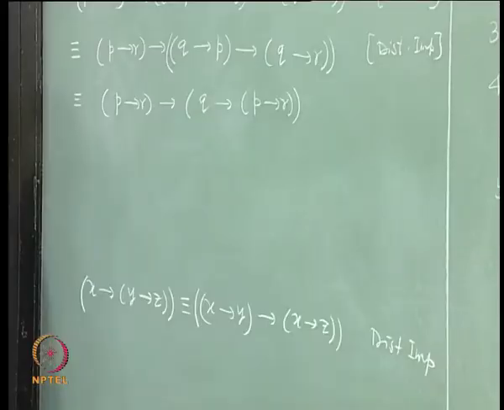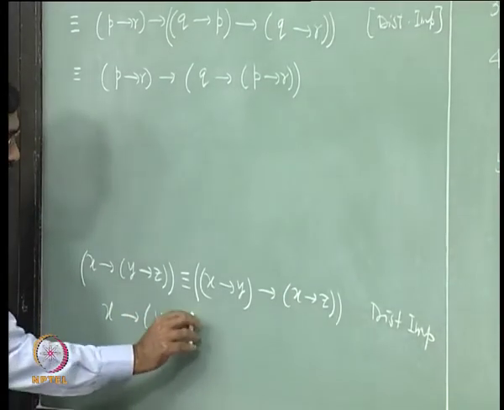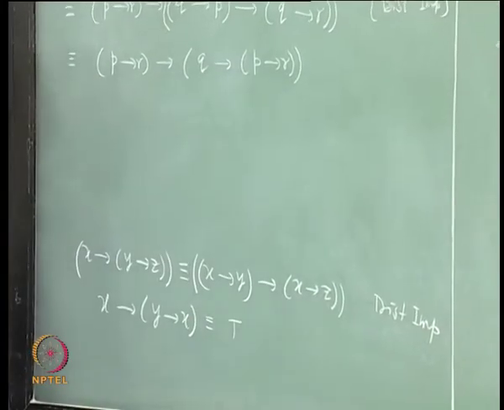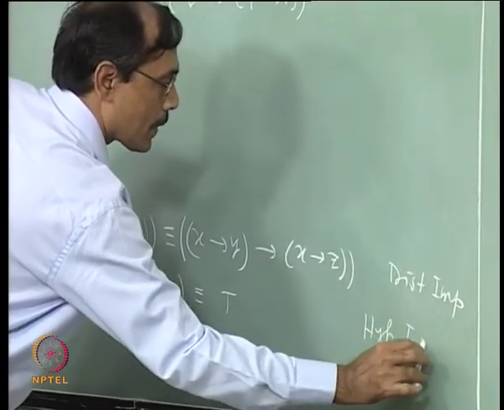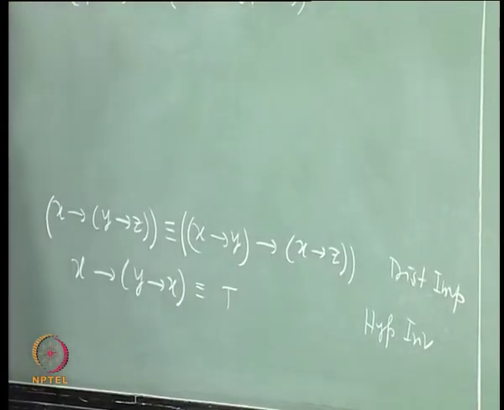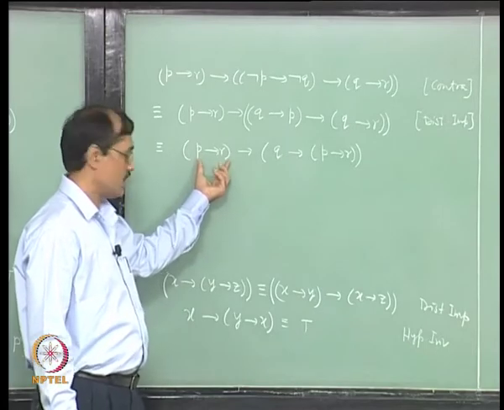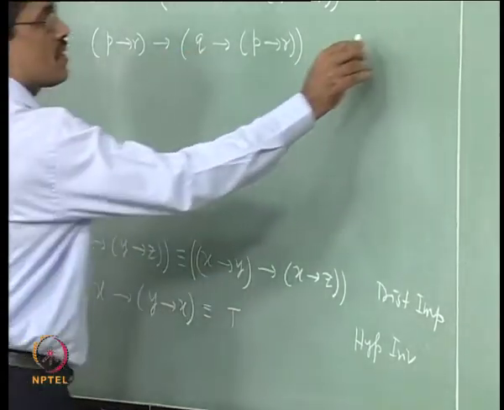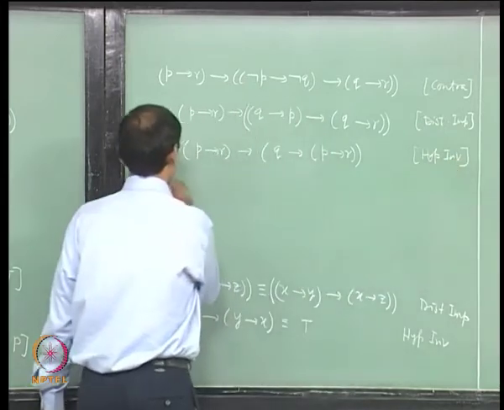X implies y implies x, right. So, you say that x implies y implies x is valid itself. So, that means it is equivalent to top, that is your hypothesis invariance, fine. So, you want to apply that. Now, with x you have P implies R here, and with y you have Q here. Okay. So, we just write hypothesis invariance, and that is equivalent to top.